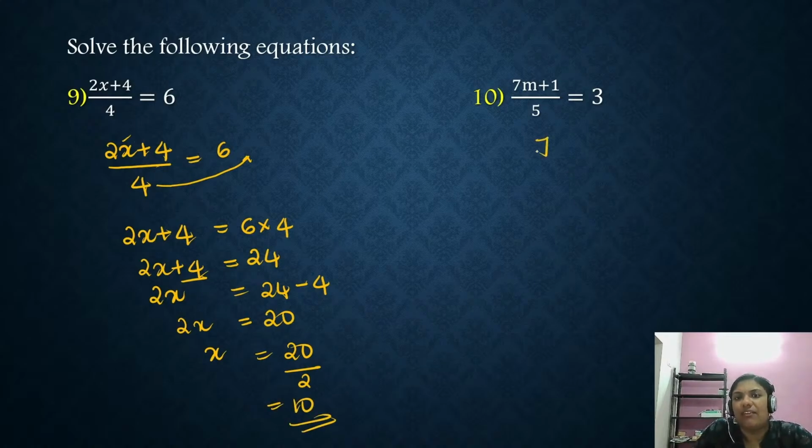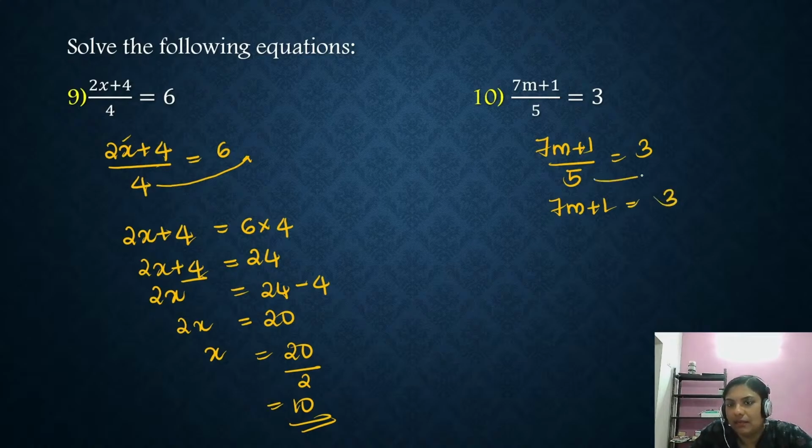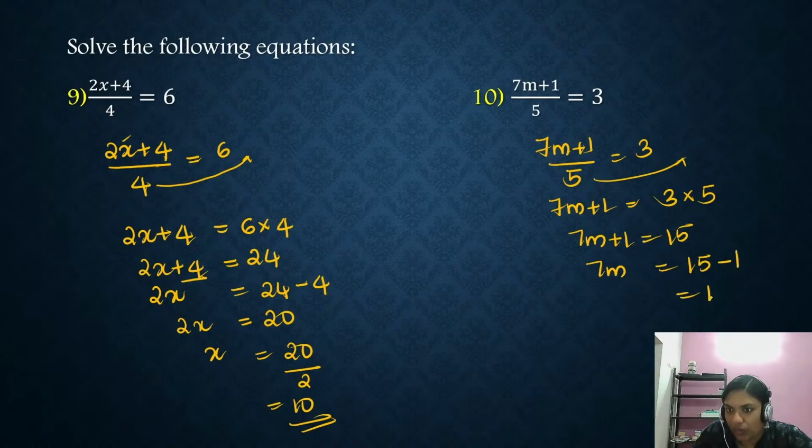Similar question. 7m plus 1 by 5 is equal to 3. We can keep 7m plus 1 here, 3, then 5 will become into 5. 7m plus 1 equal to 15. 7m equal to 15 minus 1, which is equal to 14. So m is equal to 14 by 7 is equal to 2.